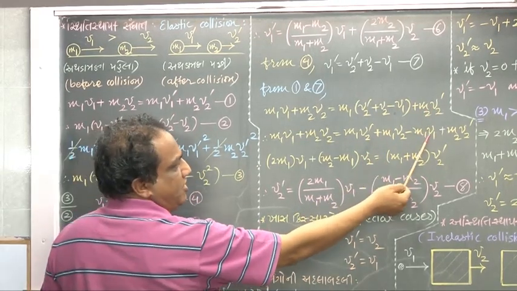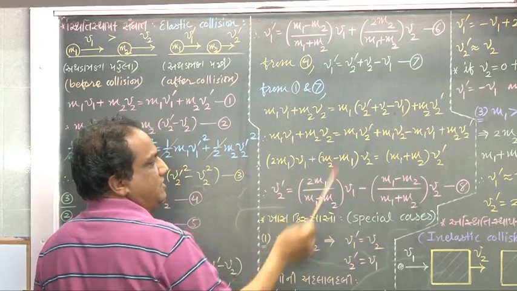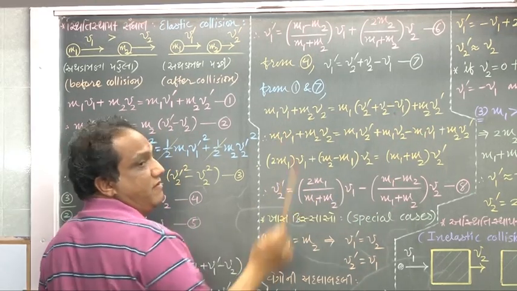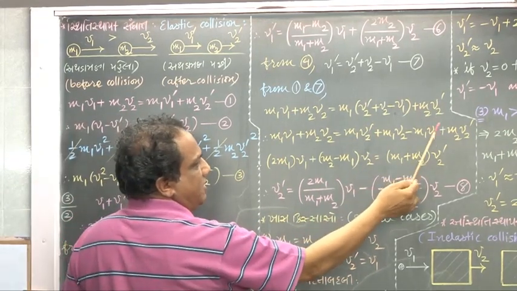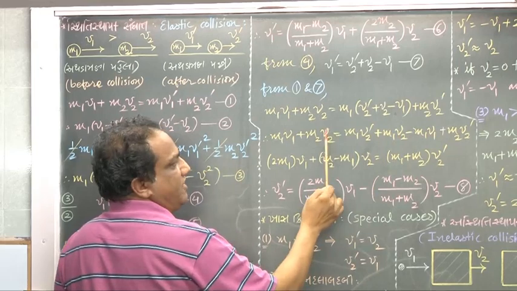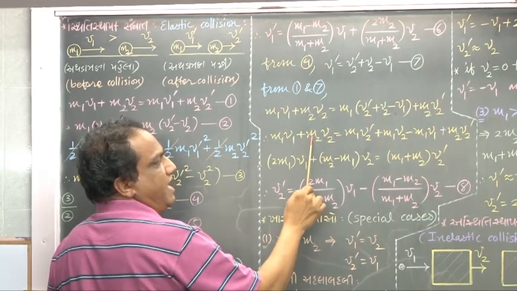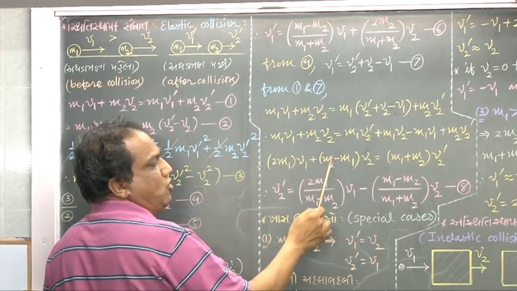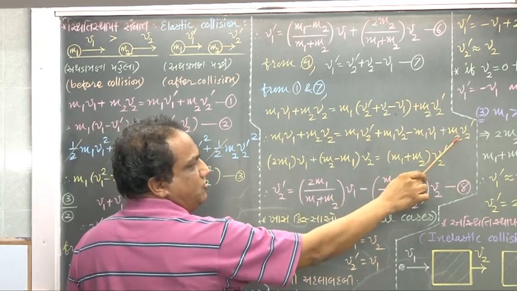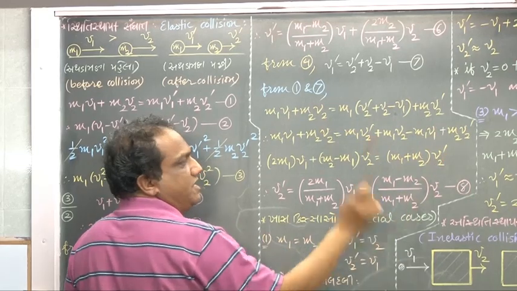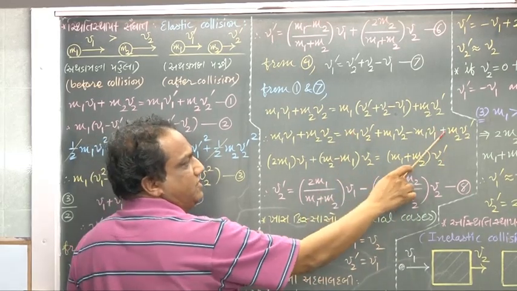Now transfer this part over here. From minus it will become plus. m1 v1 plus m1 v1 totally 2 m1 v1. And if you transfer this part over here, then if you take v2 common, inside the bracket it is m2 minus m1, into v2. And from these two terms, you can take v2 dash common. Inside the bracket it will be m1 plus m2.